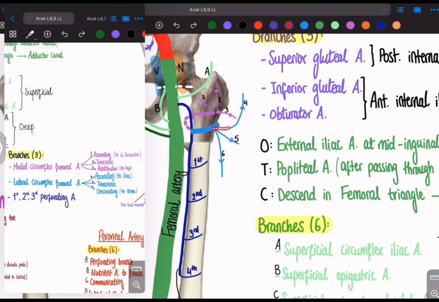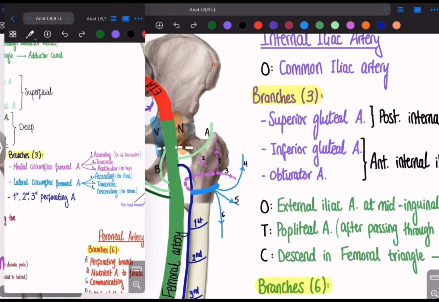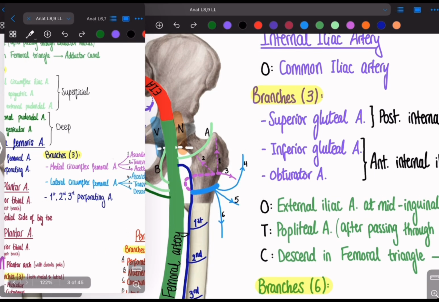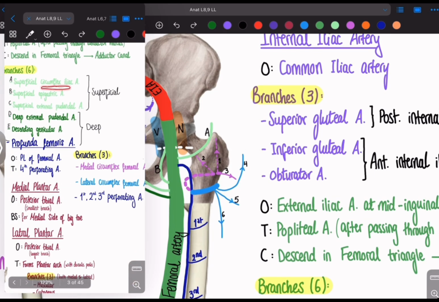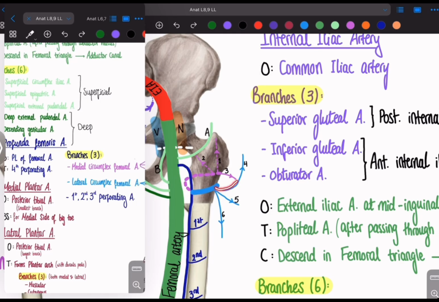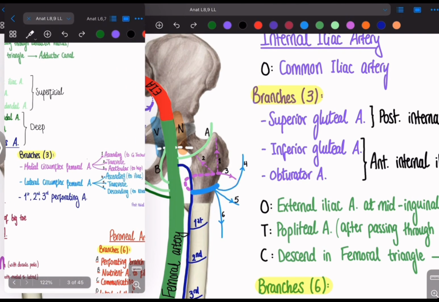Ascending, where is it going to go? The ascending is going to go to the iliac, okay? So the iliac crest here. It's similar to what? It's similar to here, the superficial circumflex iliac. Remember the superficial circumflex iliac? It's also going to the iliac crest. So here, same idea. The ascending branch of the lateral circumflex is going to go upwards. It's ascending. It's going to go to the iliac, okay?